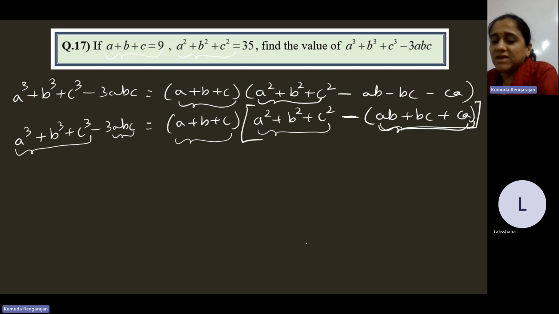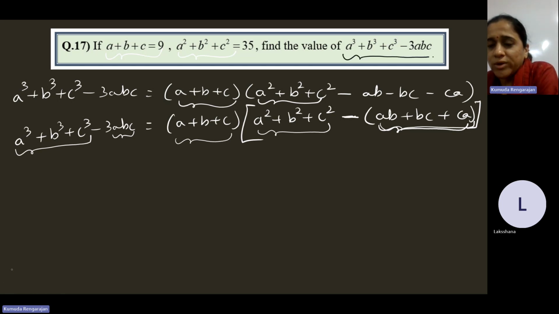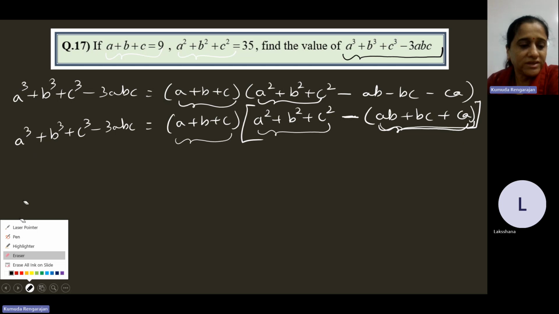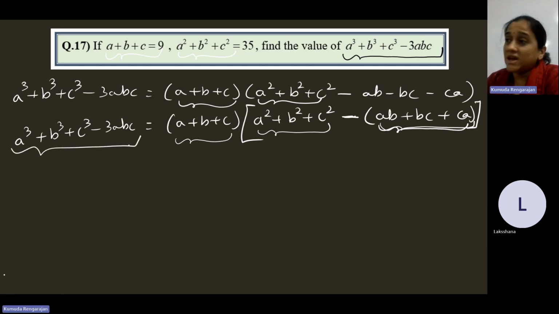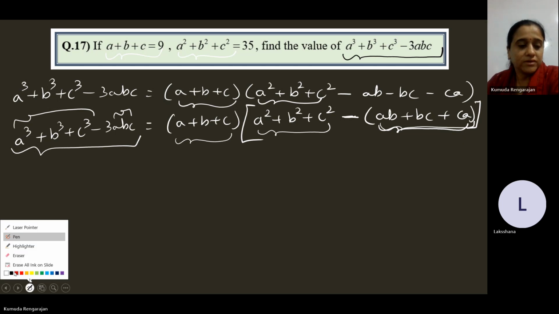The different expressions in this identity are AB plus BC plus CA, A squared plus B squared plus C squared, A plus B plus C. Now here for this answer, actually you can take this one as one expression because we have to find A cubed plus B cubed plus C cubed minus 3ABC. So you can take it as one expression. But there are questions where you have to take this as one expression and ABC as a different expression. There are questions like that. Okay.